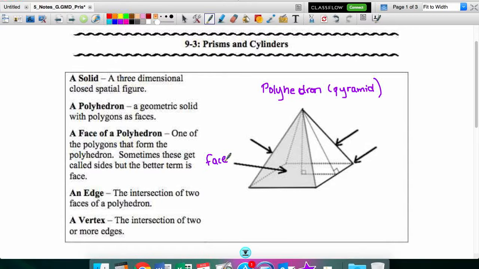An edge is going to be the intersection of two faces. It's going to be a line segment. So our top left arrow is pointing to an edge, as well as the top right arrow. Last but not least, a vertex is the intersection of two or more edges. It's going to always be a point. So our bottom right arrow is pointing to a vertex.